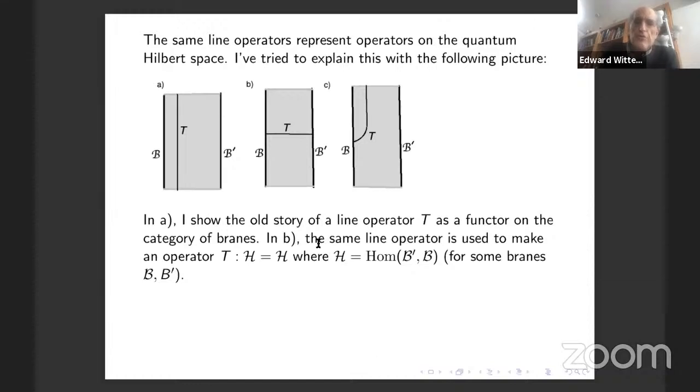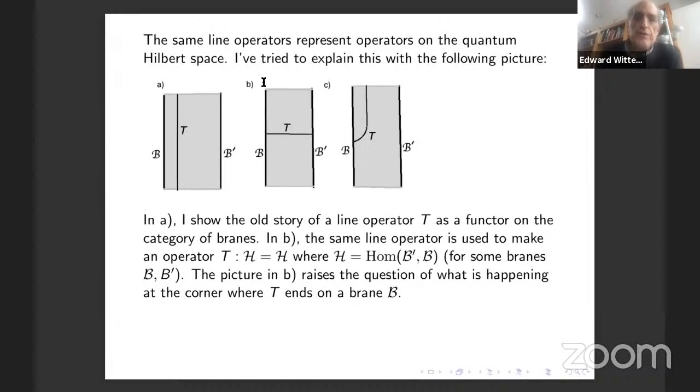In B, I'm using the same line operator to make an operator from the Hilbert space to itself, where H is Hom from B prime to B for some branes B and B prime. You see, in this picture, a quantum state representing an element of Hom from B prime to B comes in at the bottom. It meets T and goes out at the top as a possibly different vector in the same state space. So in A, T is rather abstract from the standpoint of physicists. It's a functor on the category of branes. But in B, the same T is used to define simply an ordinary operator on a quantum state space.